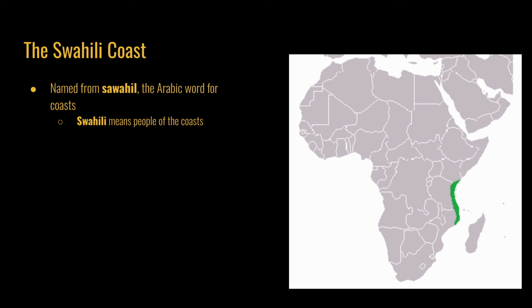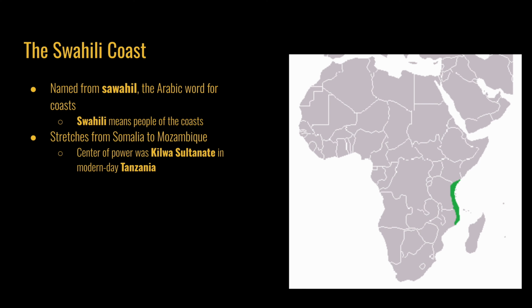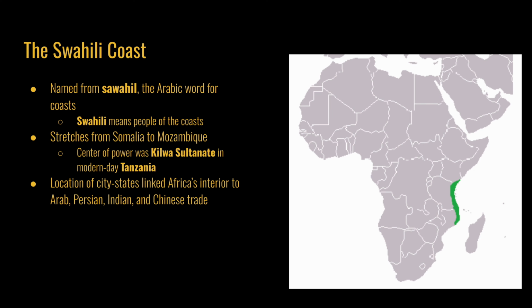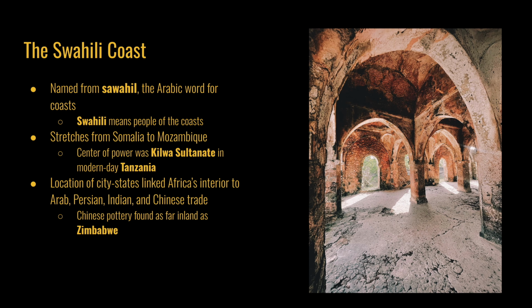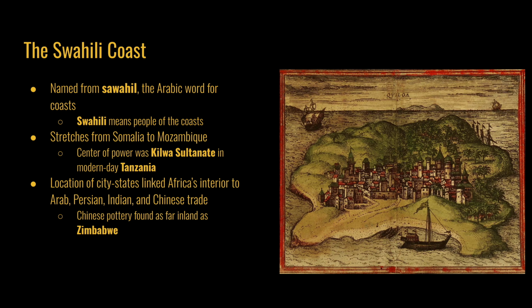The center of power was the Kilwa Sultanate in modern-day Tanzania. The location of these city-states enabled them to link the African interior to the Persian, Indian, and Chinese trade. As previously mentioned, Chinese pottery was found in Great Zimbabwe, and elements of Southwest Asian architecture were seen in mosques constructed along the coast. The Swahili city-states were known for their bustling ports, which facilitated extensive maritime trade.